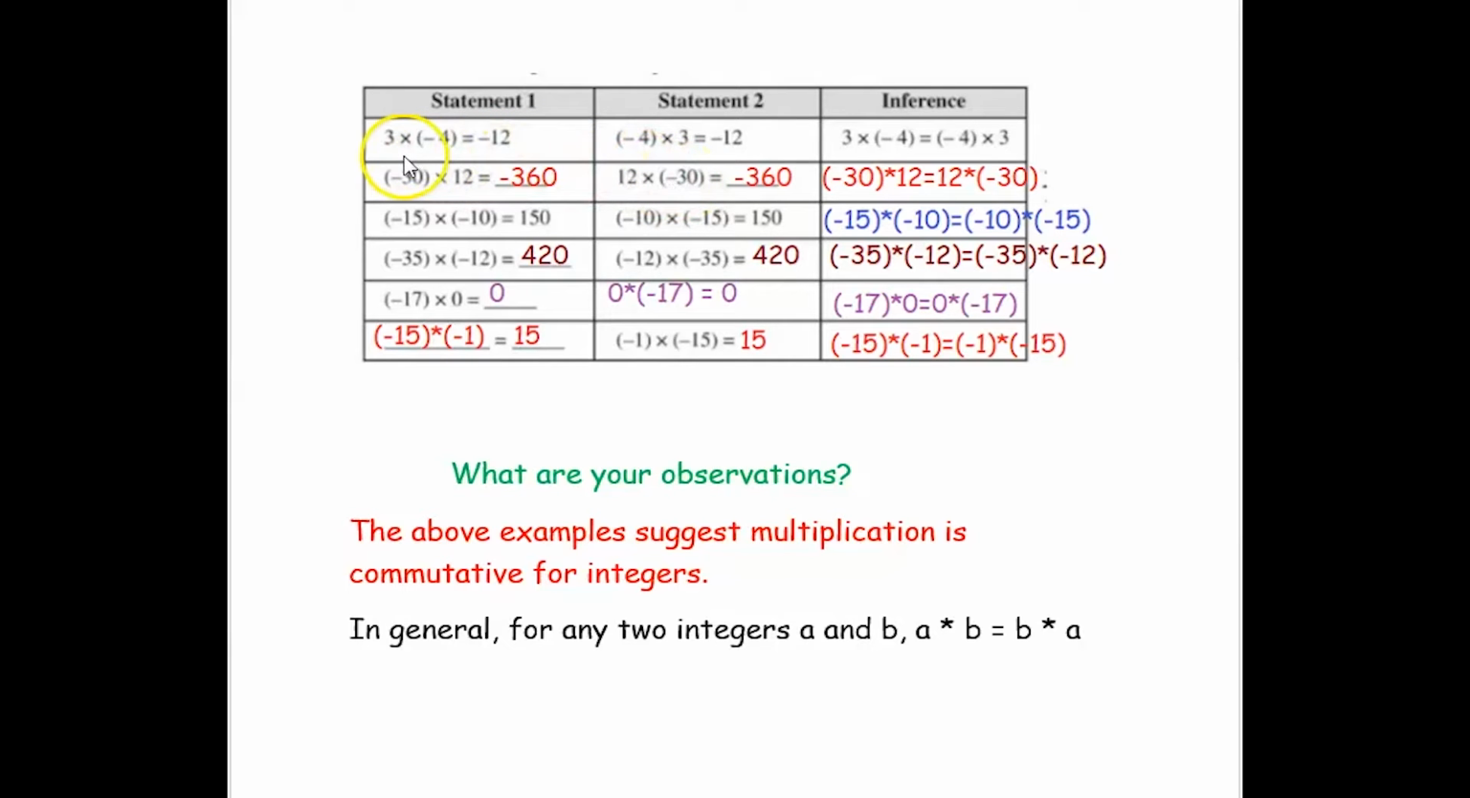Same way, next statement, this is A into B. This is B into A. So B is negative 4 into 3. So if it is negative 4 into 3, same we have one positive integer and one negative integer. Multiply the integer, so that is 4 into 3, that is 12. And write the negative sign in the front. So it is negative 12. So what we infer from statement 1 and statement 2, 3 into negative 4 equal to 4 into negative 3.